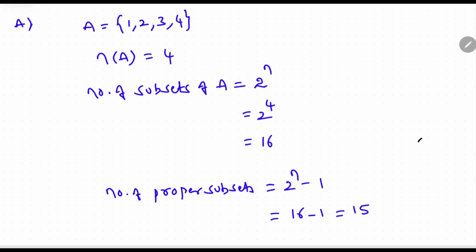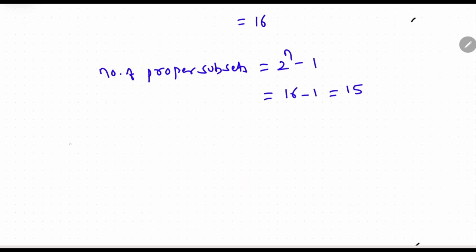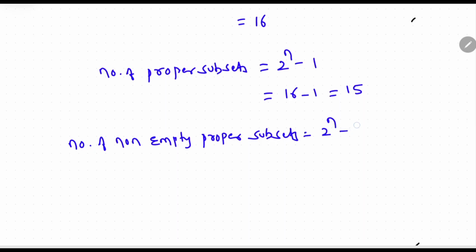Okay, now the number of non-empty proper subsets. The formula will be 2 power n minus 2. So 16 minus 2, answer 14. So here proper subset means we have to eliminate the given set.